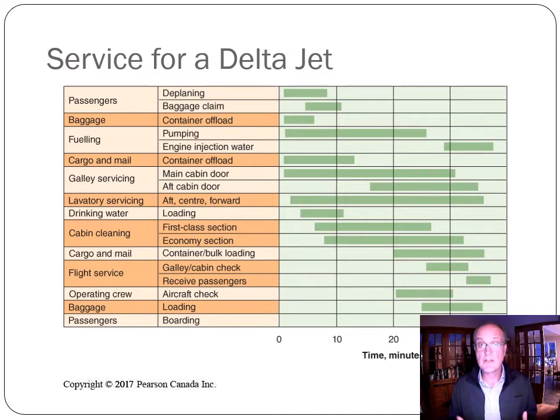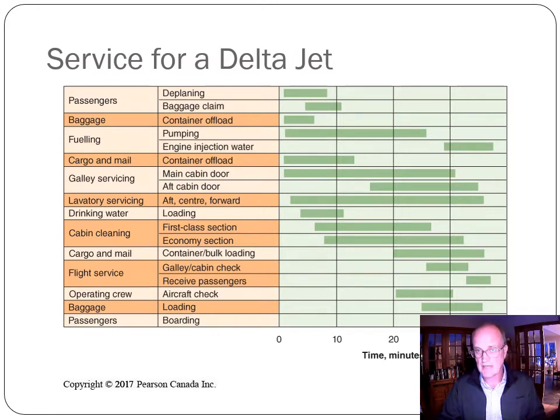So this is another example of a Gantt chart, where you can see again the lines here provide not necessarily the duration, but the time frame for the project. When we do a critical path, we look specifically at the duration, whereas this is more a time frame. This is a deadline which it needs to get finished. This is a starting point. So some of these things, deplaning, cargo and mail, galley servicing, container offload, can all start at the same time.